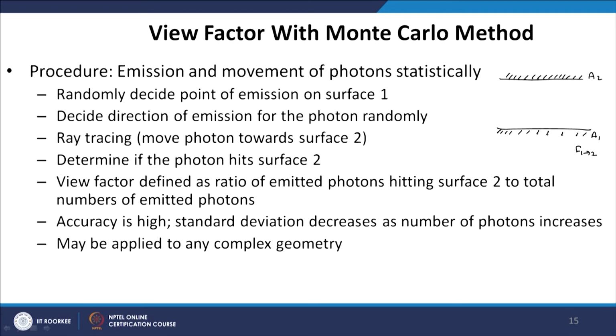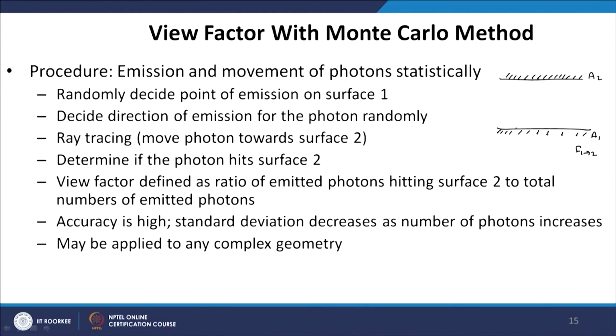Now, the plates may have arbitrary geometry. In this case we have taken flat plates, but they can have arbitrary geometry. So, how do we solve for the view factor? The first step in calculating the view factor using the Monte Carlo method is to find a point of emission. So, we randomly select a point on this surface A1. Let us call this point the location of emission. From this point of emission we will emit a photon, because radiative heat transfer is governed by the movement of photons. So, this point of emission gives you photons.